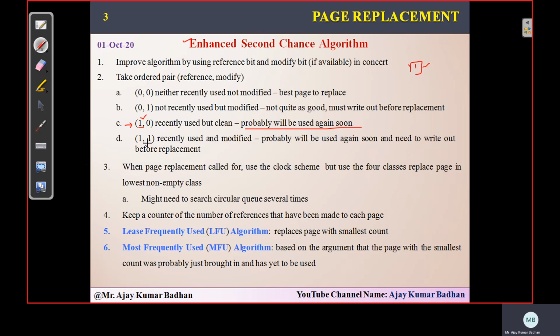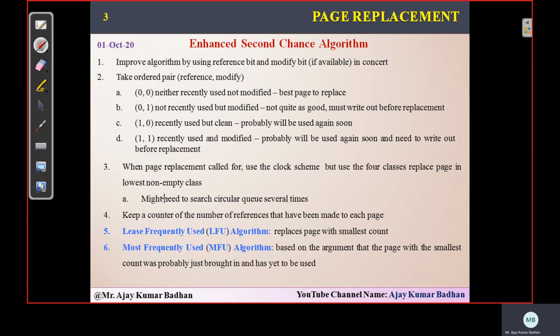The next one we have here is 1 comma 1. So here both are 1s, right? It means it was recently used, and at the same time it has been modified recently. So what does that mean? Since the reference bit is set, it will be given a second chance and it will be executed again. So probably it will be used again, and there have already been some modifications to that particular page. So after the second chance, whenever we want to remove that page, first we need to update that page in the backing store, and then only we can replace it. So this is the whole scenario related to your enhanced second chance algorithm.